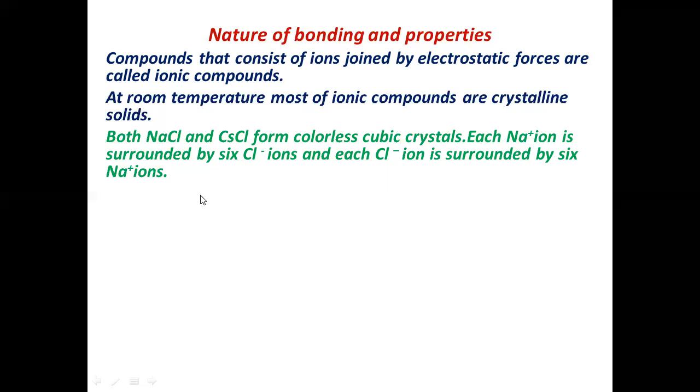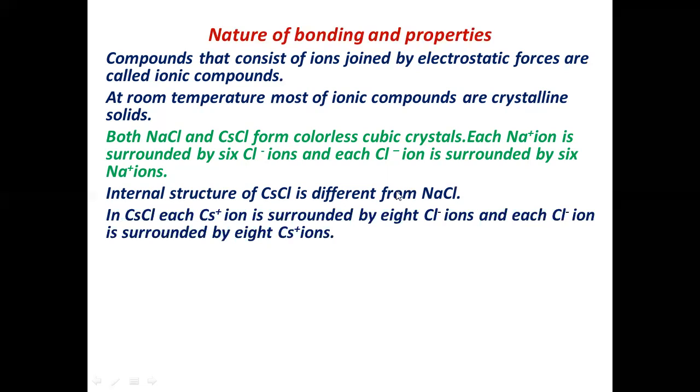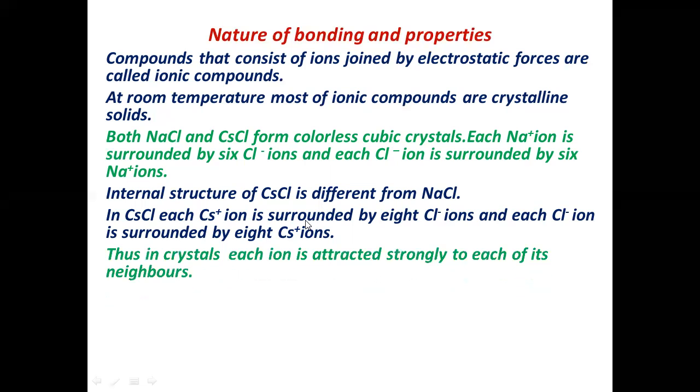Remember this for MCQs, it is very important. And if you see the internal structure of cesium chloride, it is different from sodium chloride. Although both form crystals, the crystals are different. In case of cesium chloride, each cesium ion is surrounded by 8 chloride ions, and each chloride ion is surrounded by 8 cesium ions. This is the main difference between the two types of crystal, although both are ionic compounds.